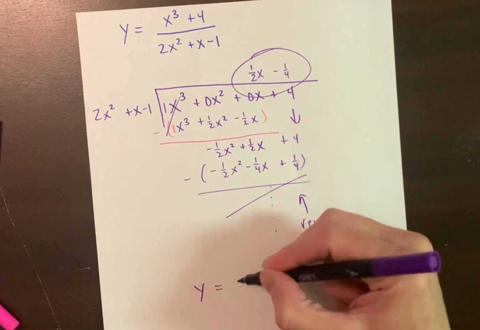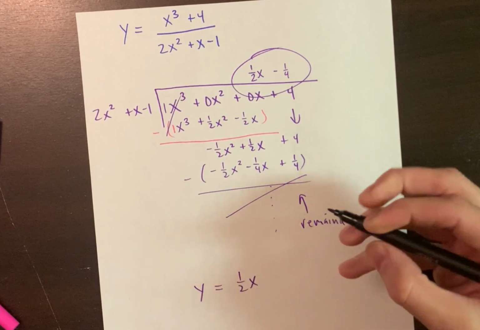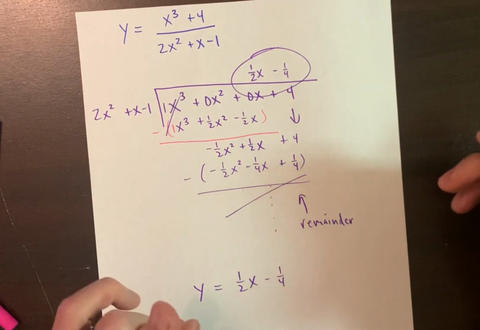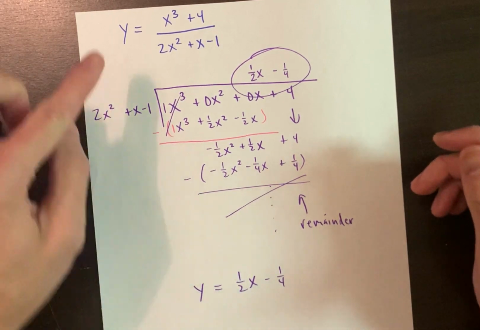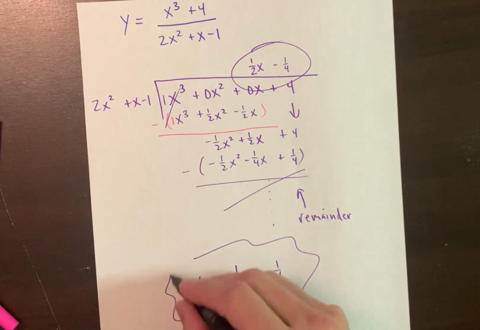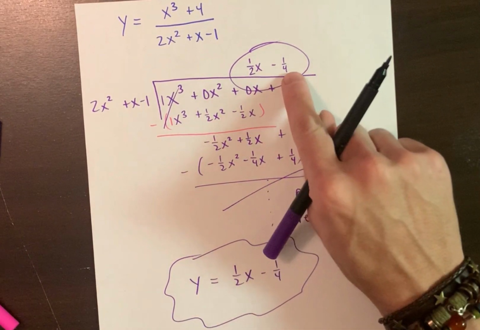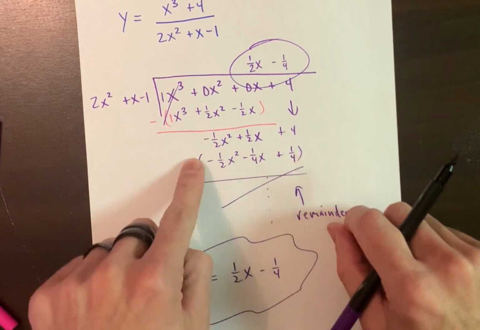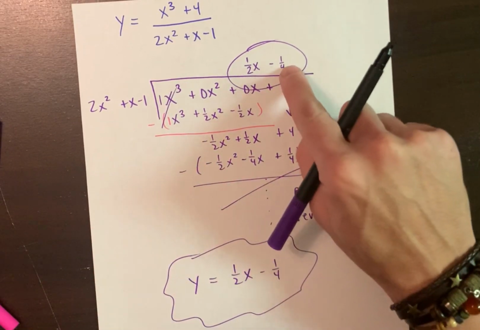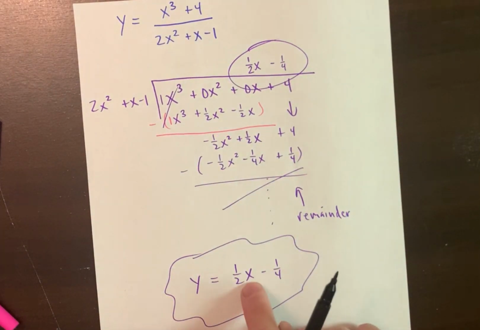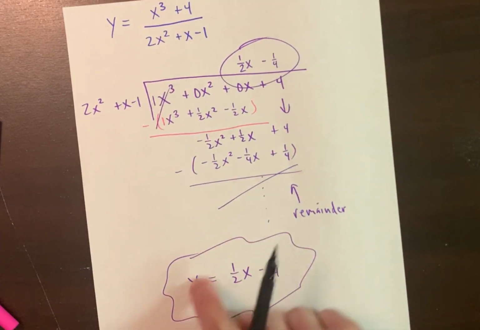So just go y equals 1/2 x minus 1/4, because that was the goal. The goal is to find the slant asymptote of this rational function, and it is right here. And as a matter of fact, as soon as I found this, I didn't even have to write this down, because that was going to be thrown away anyways. As soon as you know the constant, stop there, grab that, go y equals that. This is going to be your slant asymptote.